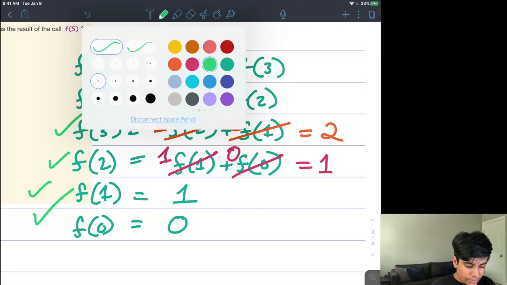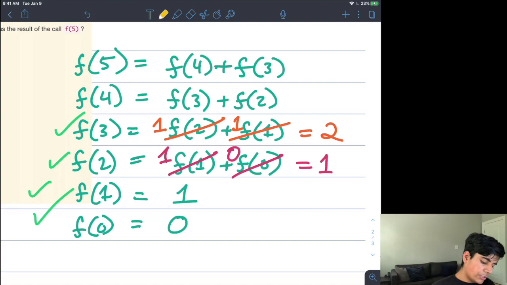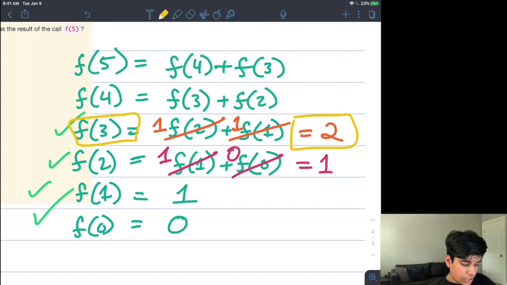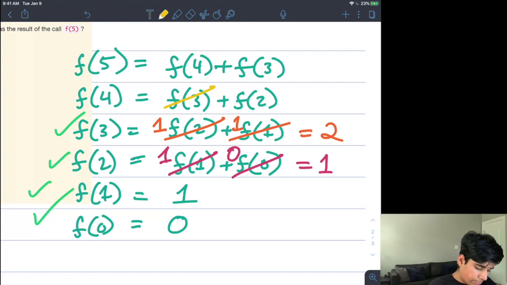Now we could solve for f4. So f4 is equal to f3 plus f2. Well, we solved for f3 in the last step, right? f3 is equal to 2. So I can cross out f3 and put 2 here. And we know that f2 right over here is equal to 1. So I can cross off f2 and put 1. And 2 plus 1 is equal to 3 right over here.